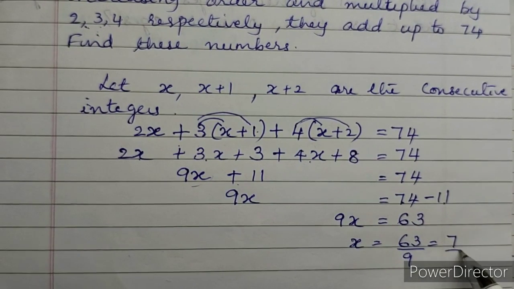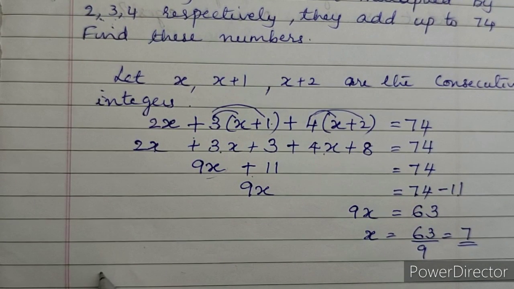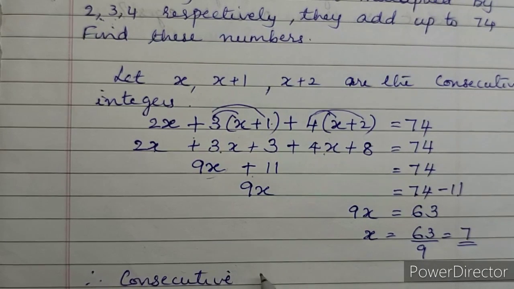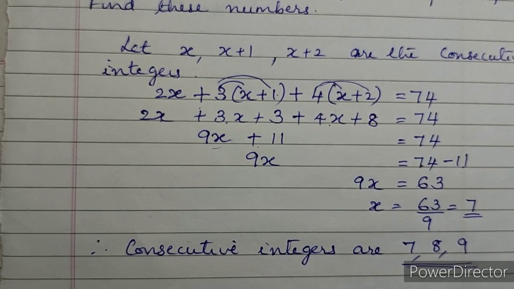So now x value you got. So what will be the consecutive numbers? Therefore, consecutive integers are x, that is 7 first, x plus 1, 7 plus 1, 8, then x plus 2, 7 plus 2, it is 9. So these are the three consecutive integers. When you take in increasing order and multiply with 2, 3, 4, you will get total 74.